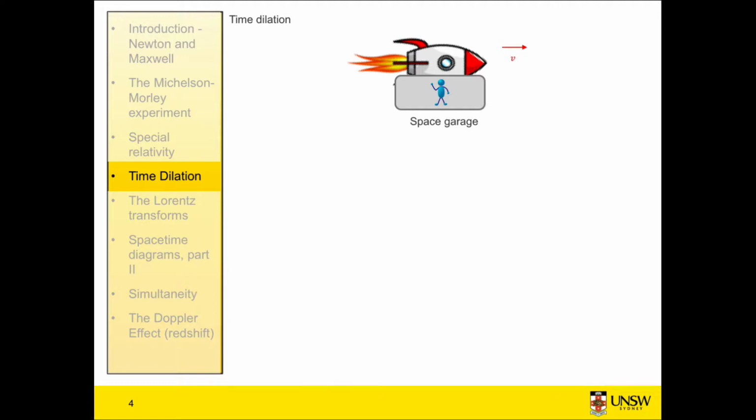So we have our rocket, which is travelling with some velocity v relative to the space garage. For convenience, we will take the length of the rocket to be exactly equal to the length of the space garage. And also for my convenience, we will take this lovely picture and replace it with a red square.